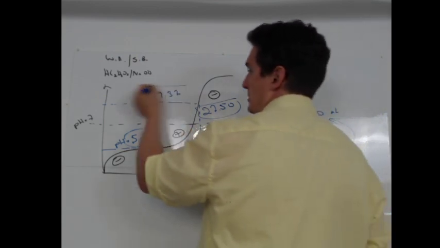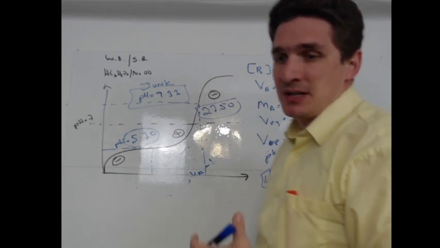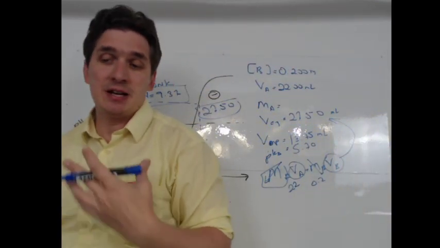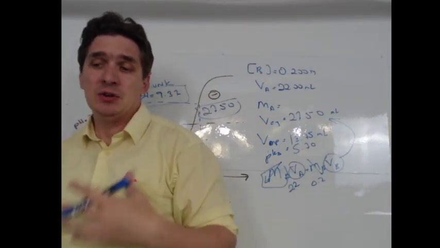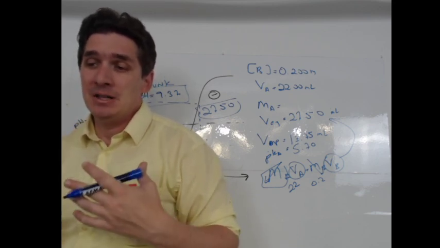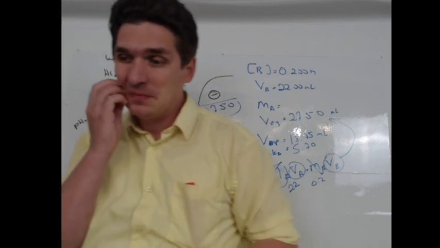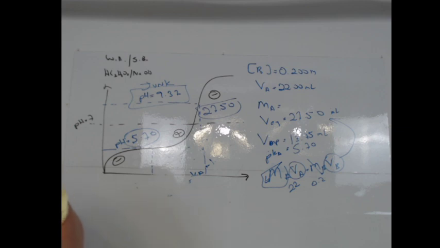This 9.37 is just useless information. It's there to make sure that you actually understand what you're doing. If you don't, you're going to randomly try to grab for numbers in hopes that something works out. But that 9.37 is just distractor information. It doesn't give you anything useful.